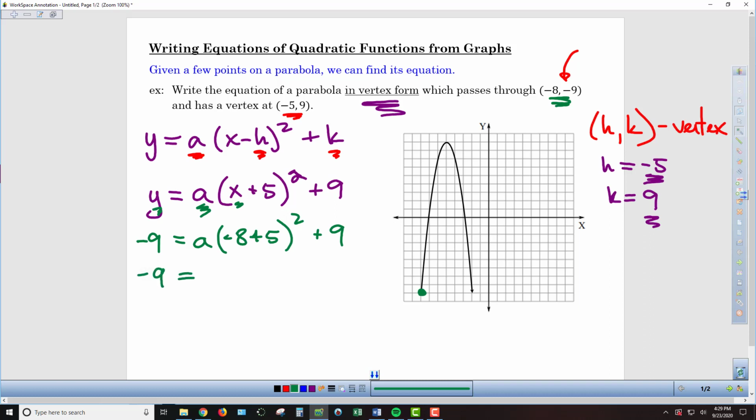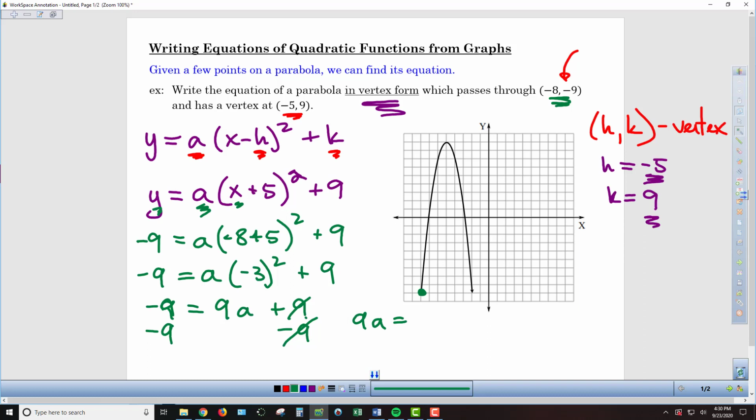So I've got -9 equals a times, now -8 plus 5 is -3, squared, plus 9. So if I square that, staying with my order of operations here, I've got -3 times -3 is +9. So I have 9a plus 9. So I need to isolate that 9a, so I'm going to subtract 9 from both sides. So now I've got 9a equals -9 minus 9, which doesn't equal 0. It's -18, because I'm going deeper into negative territory.